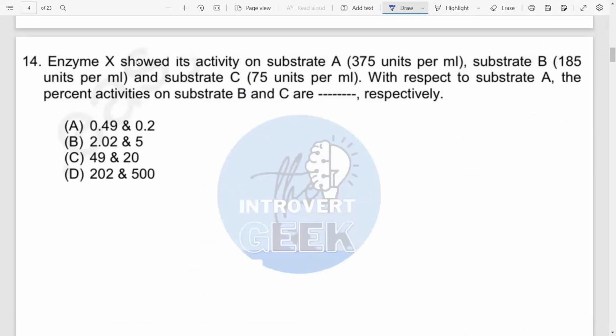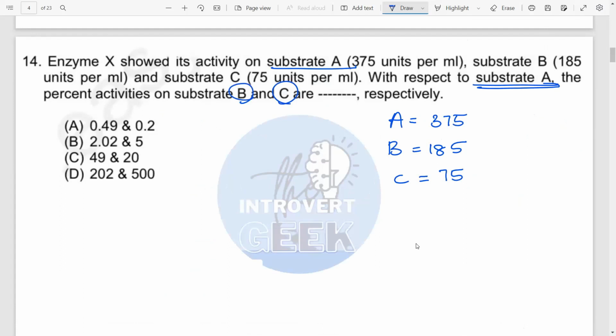This is more logical. So it says enzyme X shows an activity on substrate A. So the activity on substrate A is 375, on substrate B is 185, and on substrate C, it is 75. So with respect to substrate A, what is the percentage activities of the enzyme X on B and C?